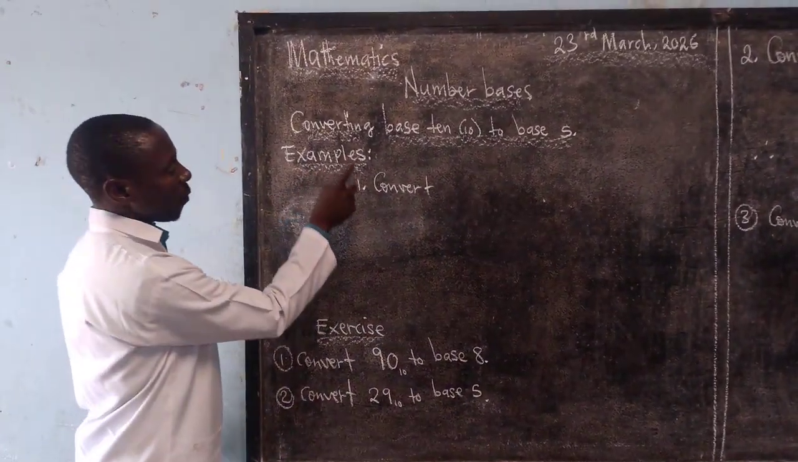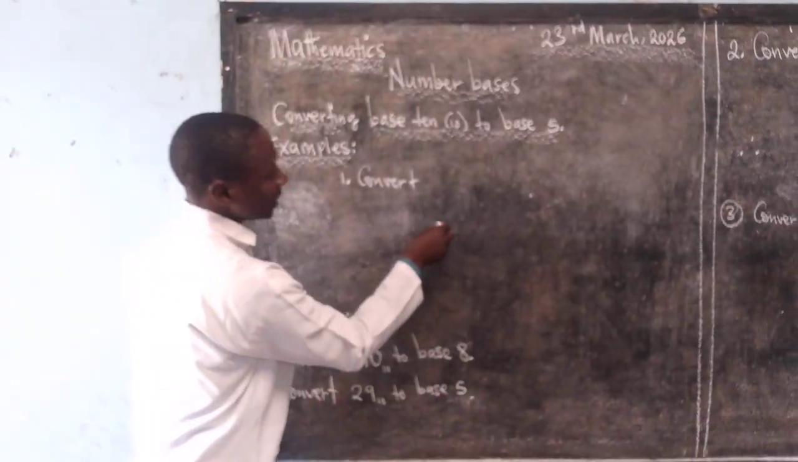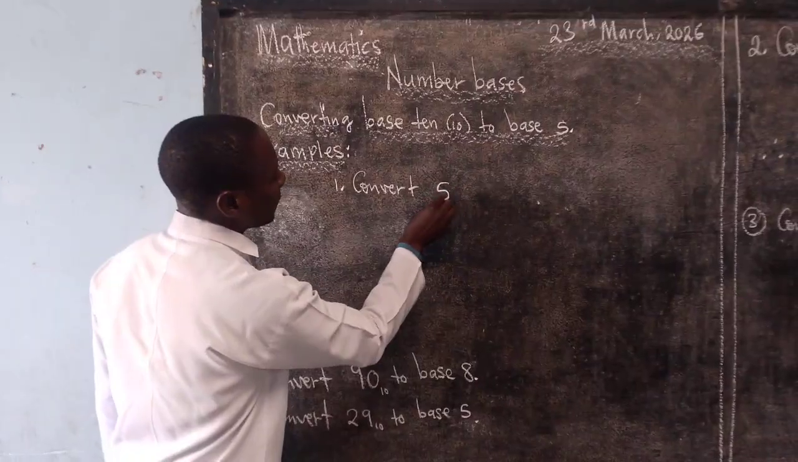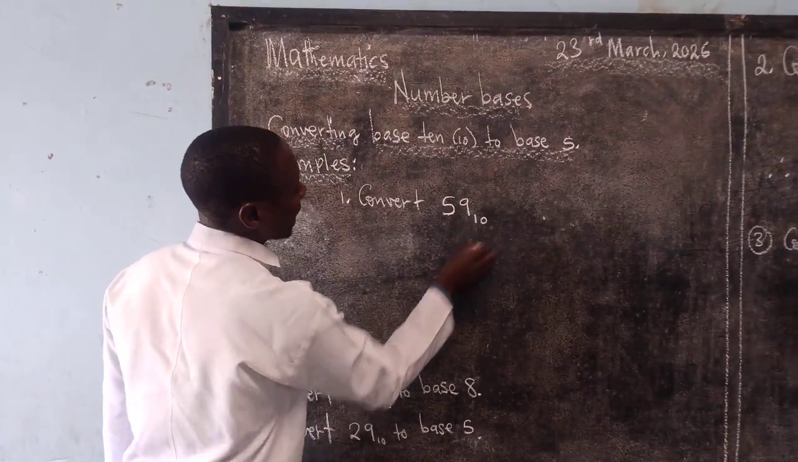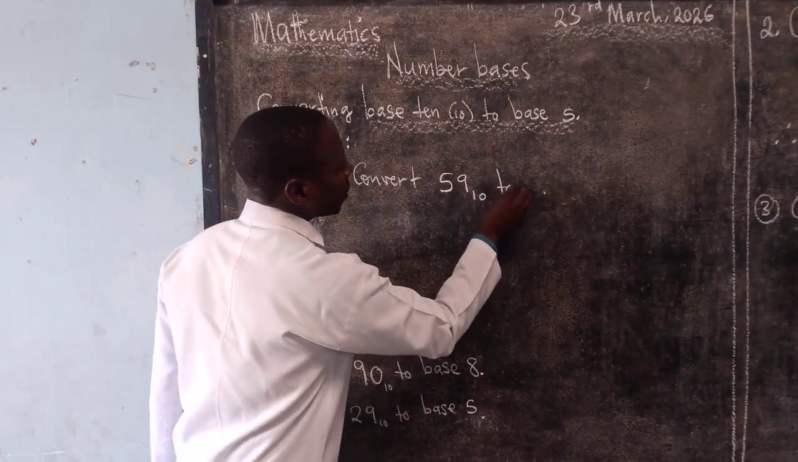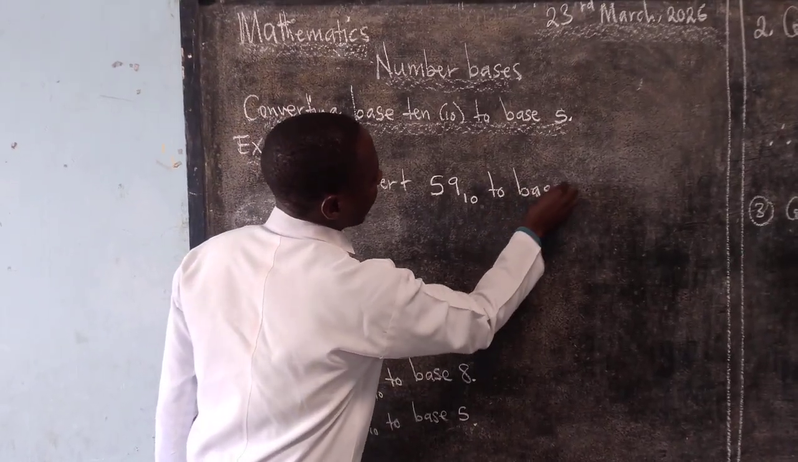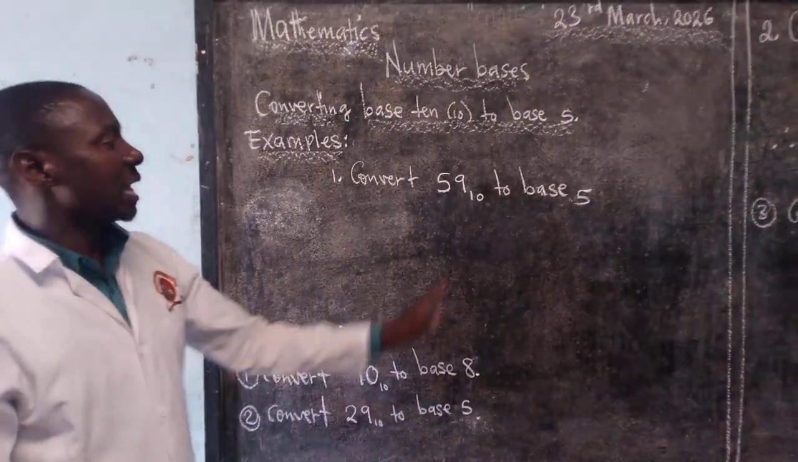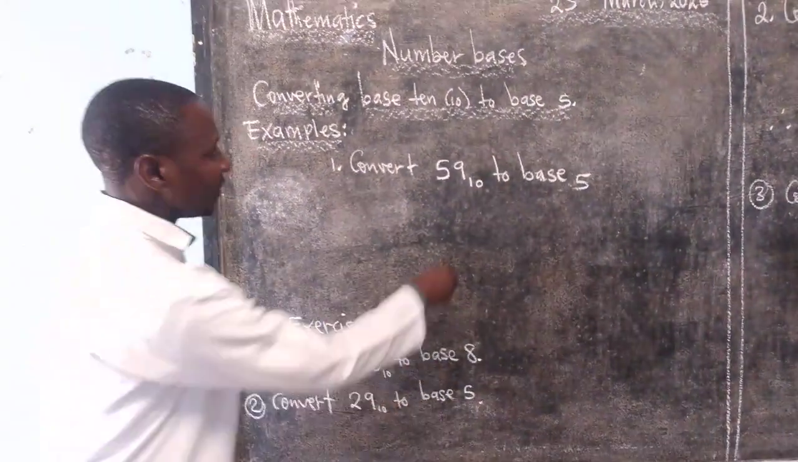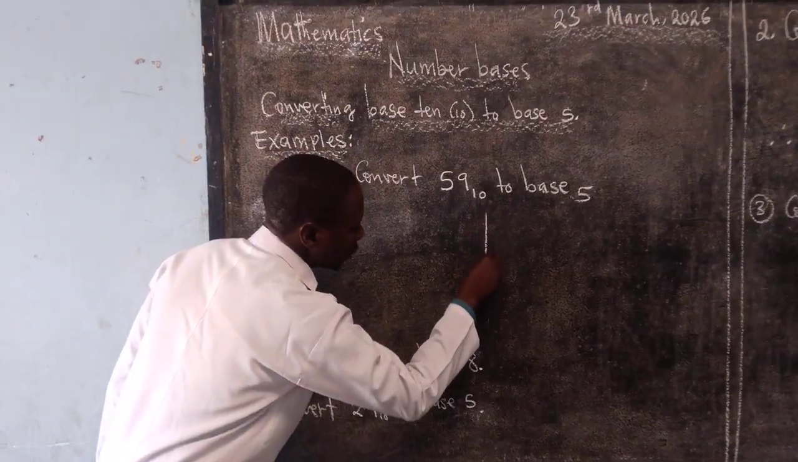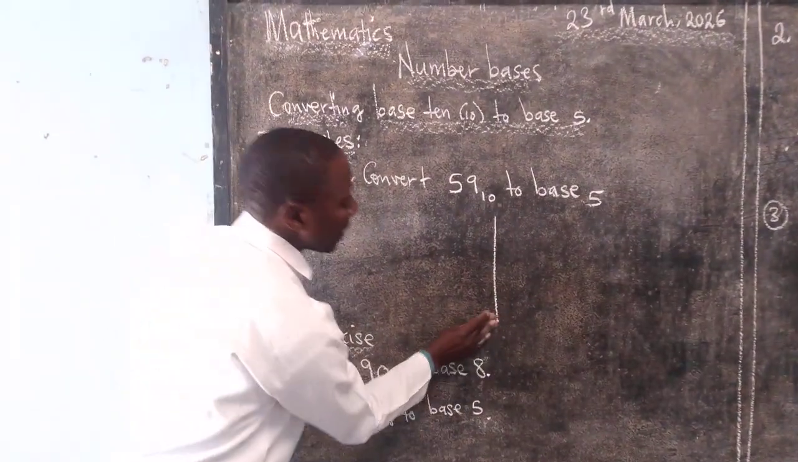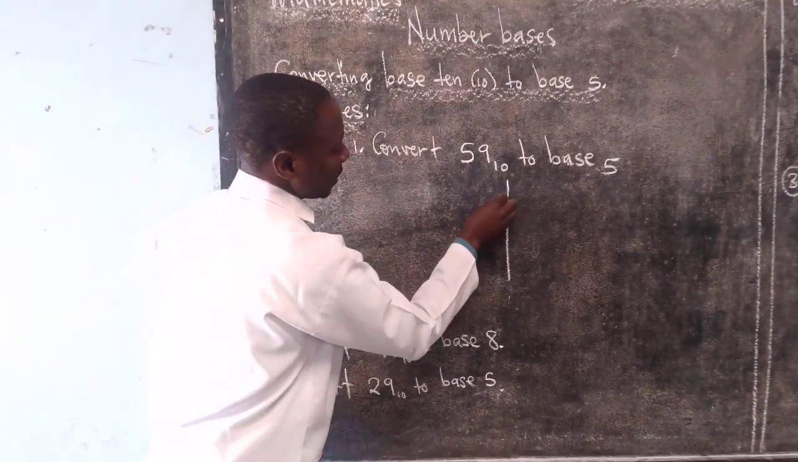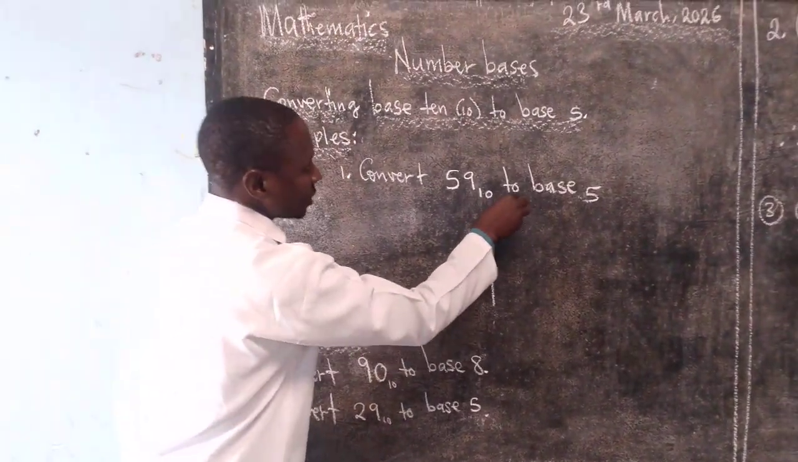Example 1. Convert 59, which is in base 10, to a base 5 number. When you see a question like this one, don't even panic. We are going to use a ladder method. Draw a ladder. Then do like this.